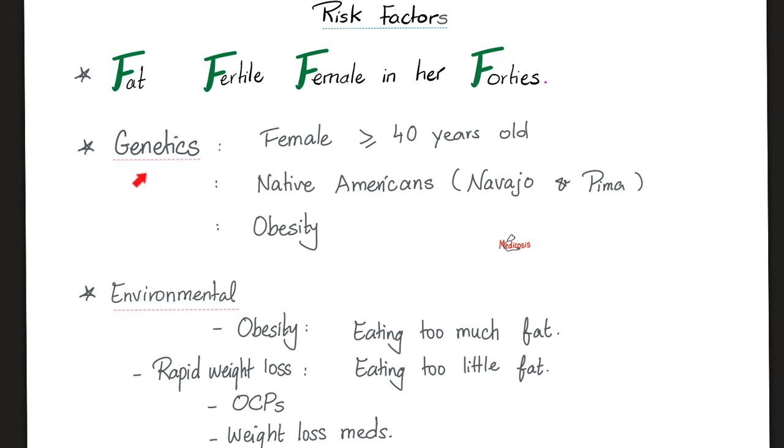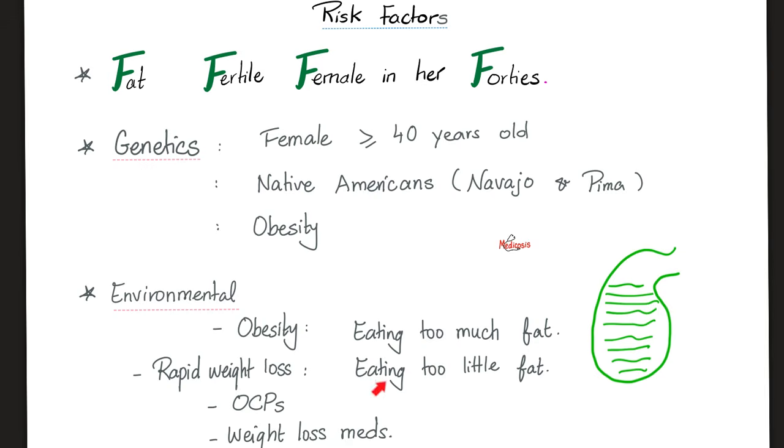Other risk factors, we will divide them into genetic and environmental. Genetic, female over 40, Native Americans, especially from certain tribes such as the Navajo or the Pima. Environmental, obesity, especially when you eat too much fat. Rapid weight loss. You know why? Because you're eating too little fat. You're not eating enough fat, okay? And here's your gallbladder storing all of this bile for you. But you're not eating fat. Hey, dude, why don't you eat fat so that I can contract and give you my bile? I'm not eating fat. You're not eating fat?